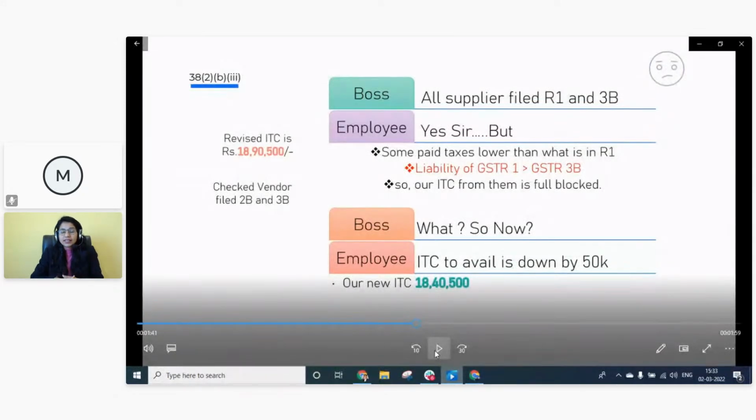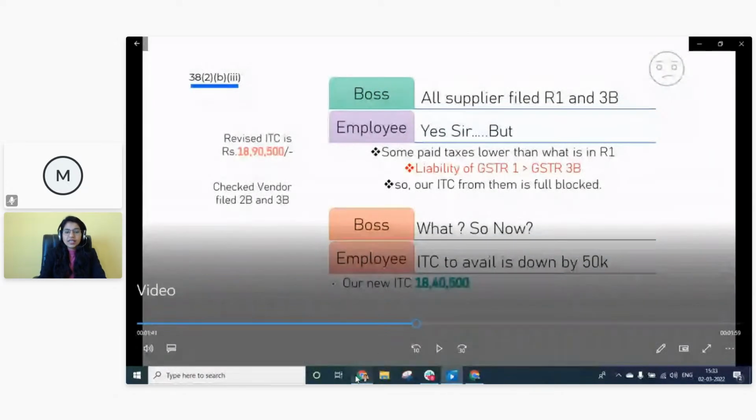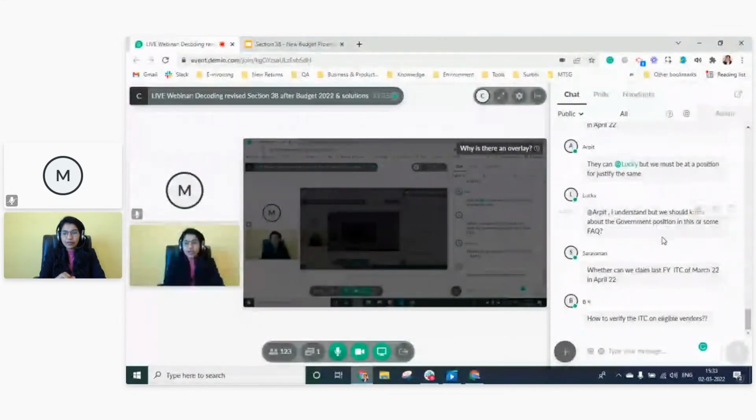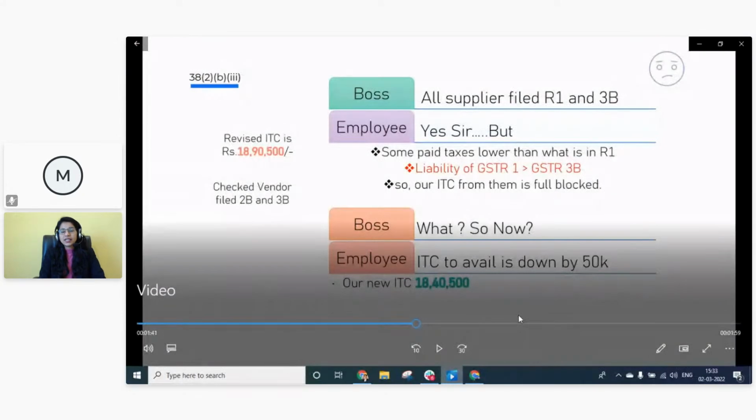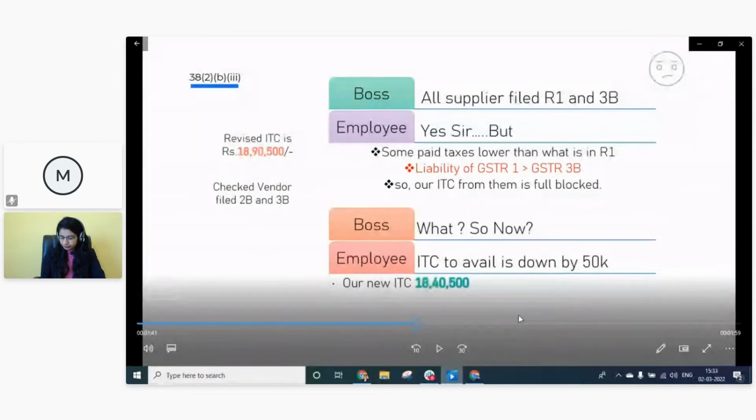They say that again the recipient cannot claim the ITC if the liability of GSTR 1 is greater than the liability which they have paid in GSTR 3B. So this is the next condition which they have come up with. What exactly does this mean? Okay, you are saying the liability of GSTR 1 is greater than 3B.